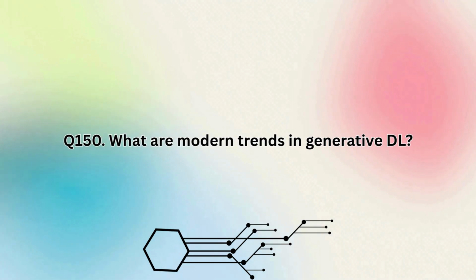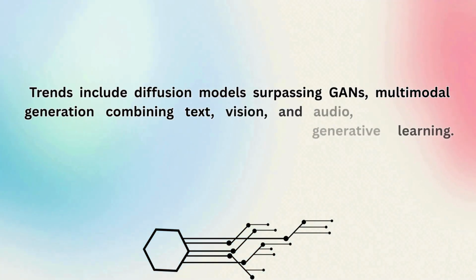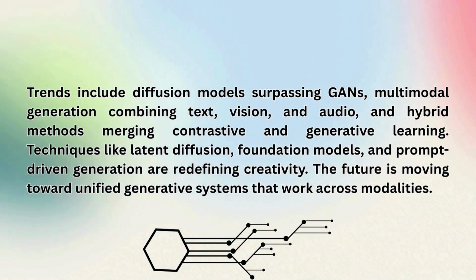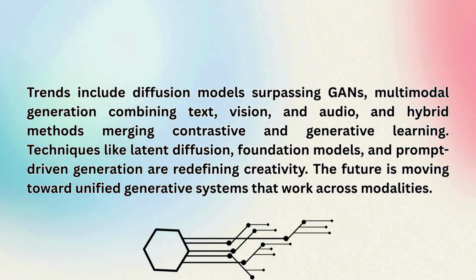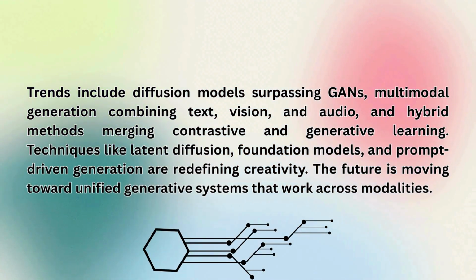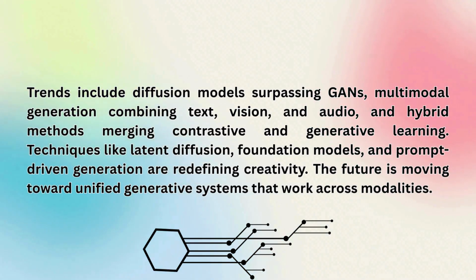What are modern trends in generative DL? Trends include diffusion models surpassing GANs, multimodal generation, combining text, vision, and audio, and hybrid methods merging contrastive and generative learning. Techniques like latent diffusion, foundation models, and prompt-driven generation are redefining creativity. The future is moving toward unified generative systems that work across modalities.